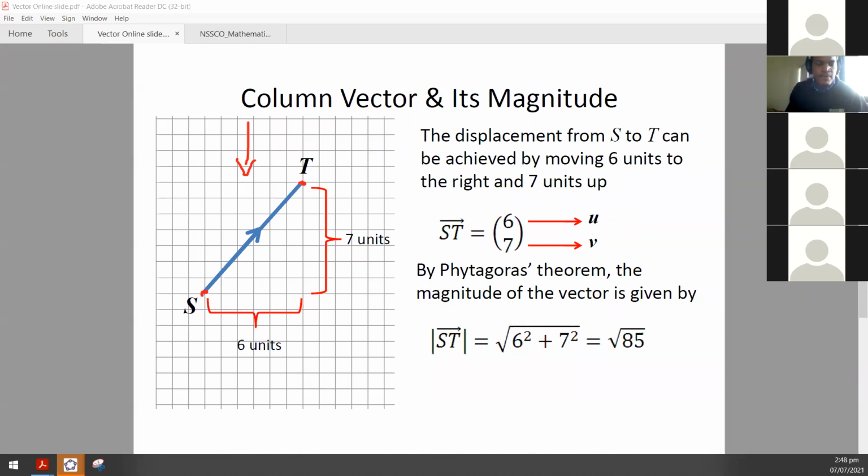Because the arrow is pointing in the direction of T. So if you were to move the arrow up to T, it will show that T is the head and S is the tail.